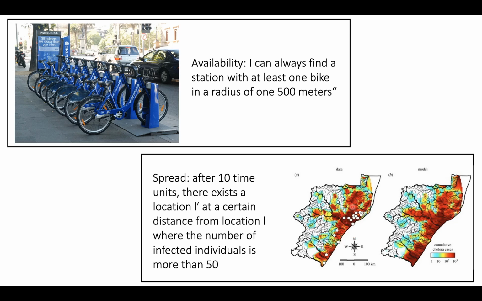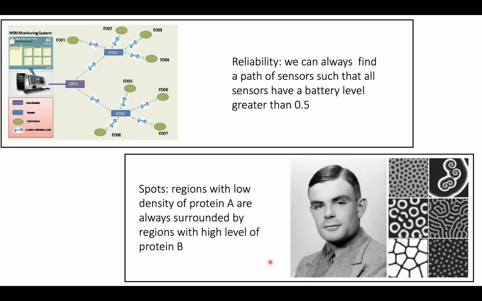Or in the case of the spread of cholera, you would like to check the spatial spread of the disease, and for example, this can be described by the property that after 10 time units there exists a location at a certain distance from the location where I'm checking this property, where the number of infected individuals is more than 50.